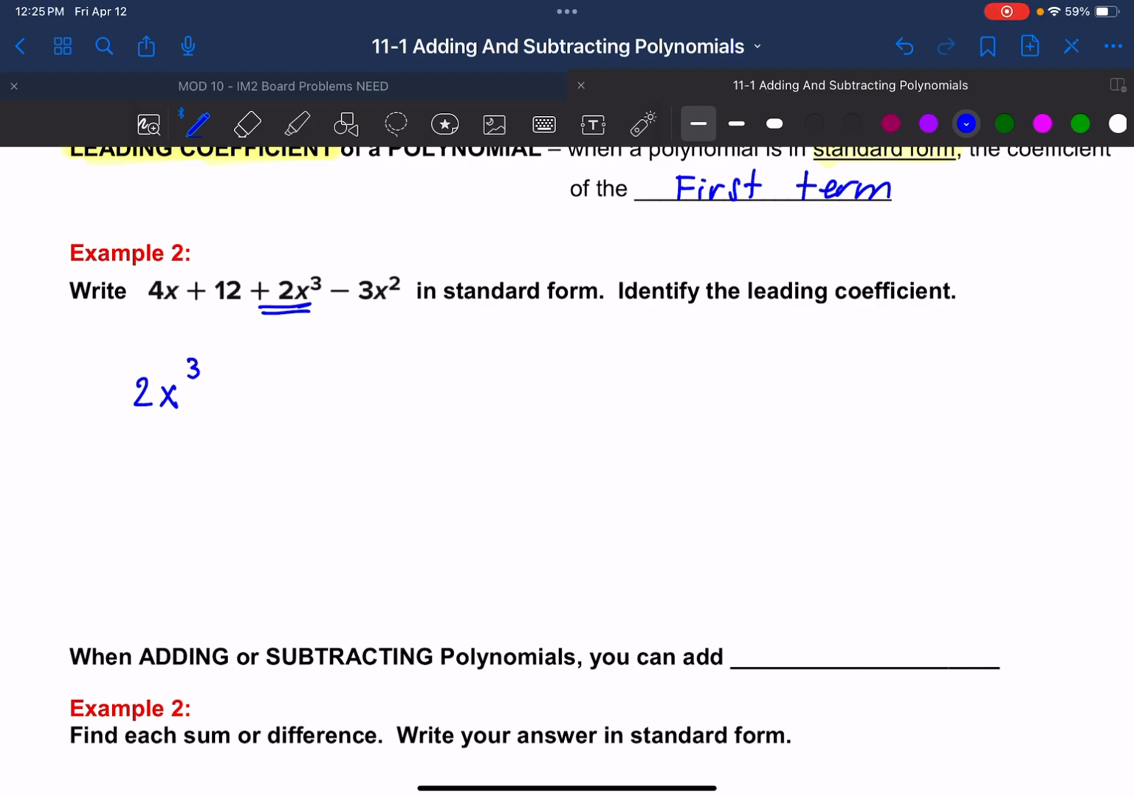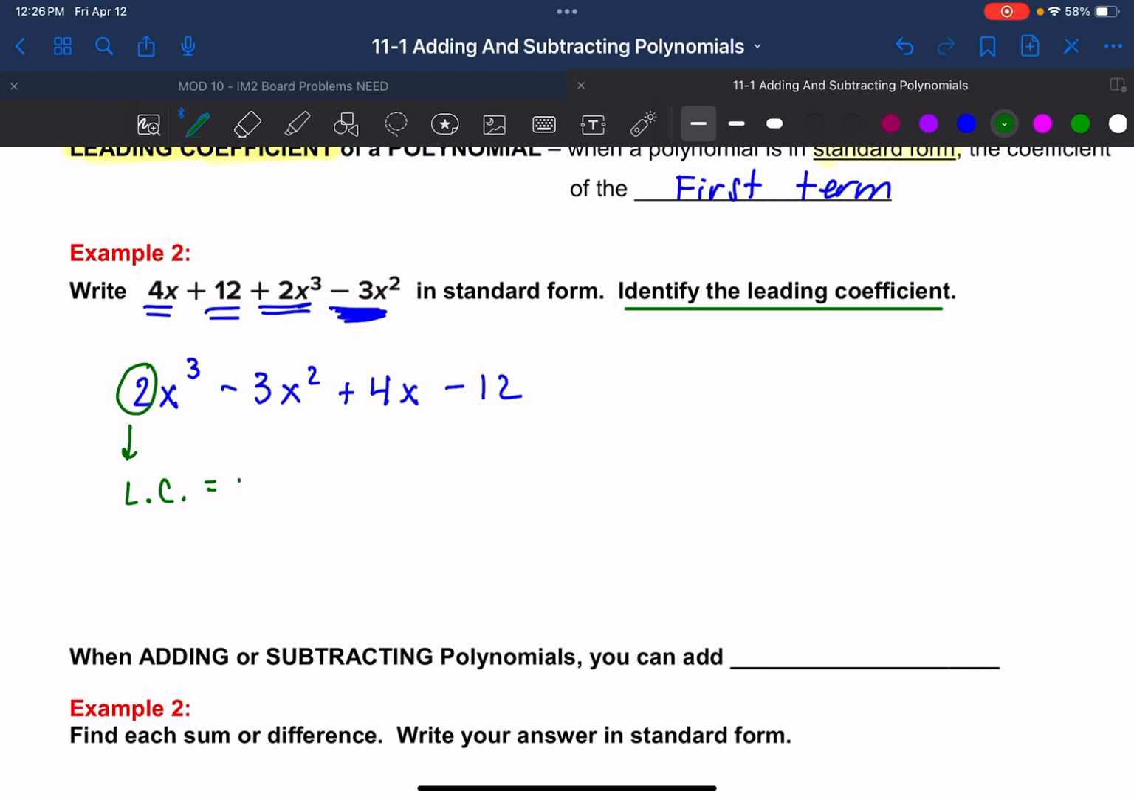Next term would be the one with the x squared. Make sure you take that subtraction sign with it. Then I have plus 4x and minus 12, okay? Now we've got it written in standard form. Identify the leading coefficient. Remember, it's just the number, not the whole term. So my leading coefficient would be 2.